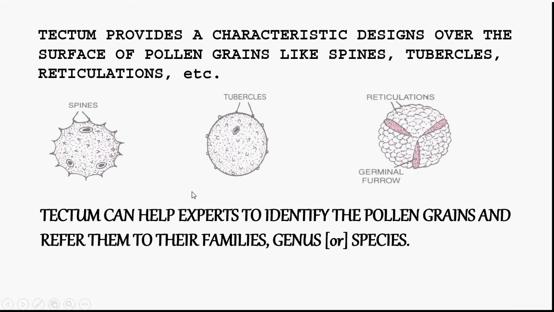Tectum can help experts to identify the pollen grains and refer them to their families, genus or species. So here it is clear, due to the surface of these pollen grains, we can identify the families, genus or maybe species, and also we can say that different species pollen grains have different surface structures. The different surface structures are due to the presence of tectum.